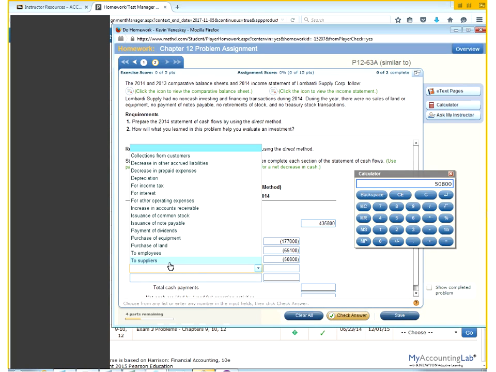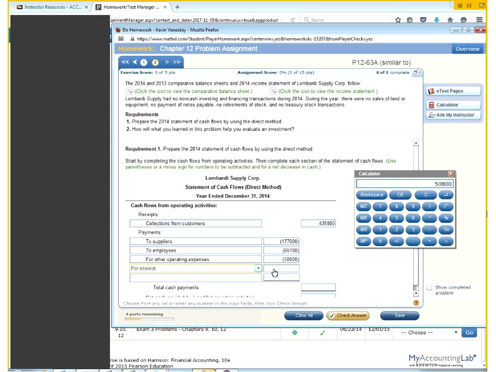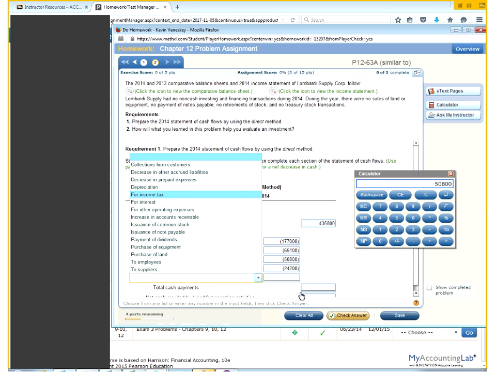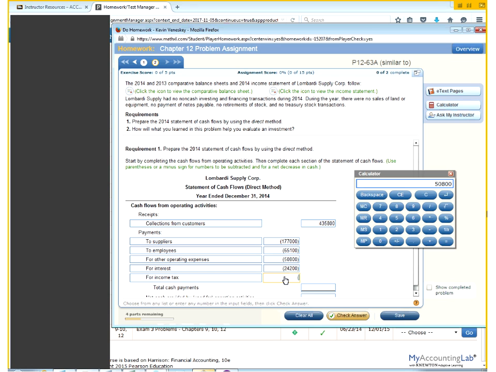And then my last two are generally the easiest. For interest, cash spent $24,200. And for income tax, $28,700.